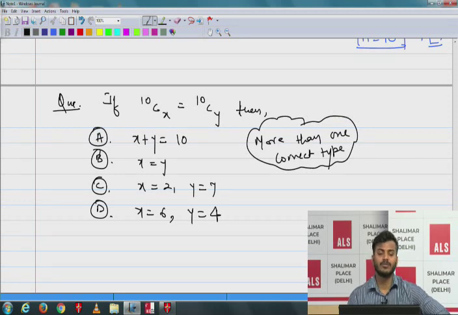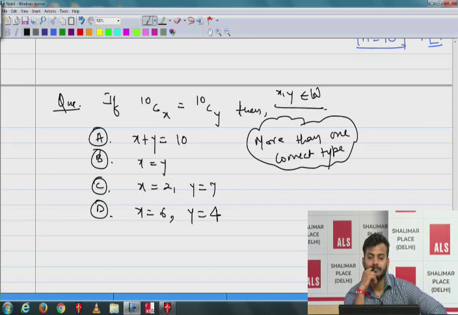If tan cx equals tan cy, then x plus y equals 10. Of course, x and y both are natural numbers, so don't worry about that. I mean, whole numbers, not natural. Very important. If you know it already, well and good. Otherwise, please copy it.